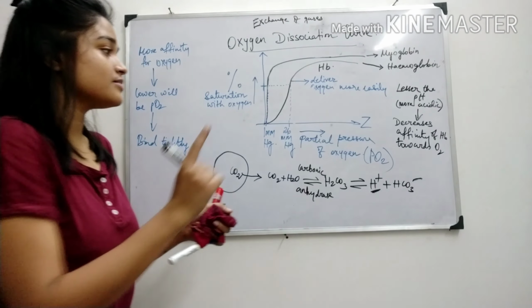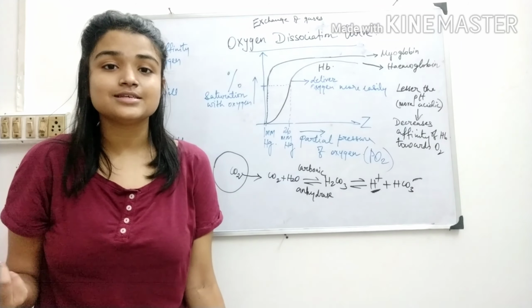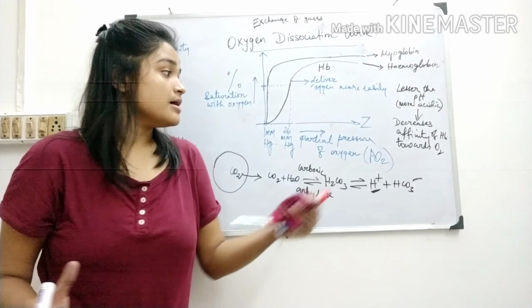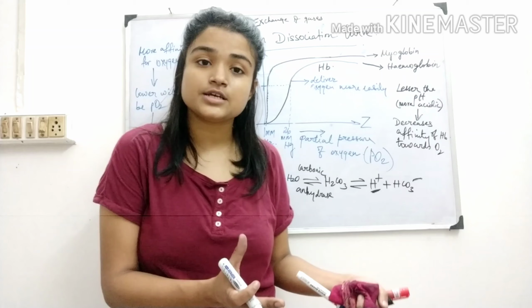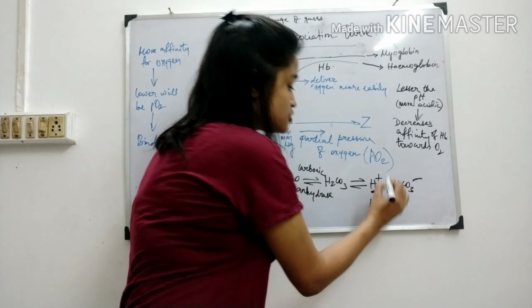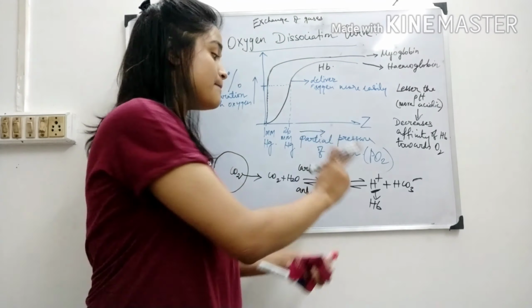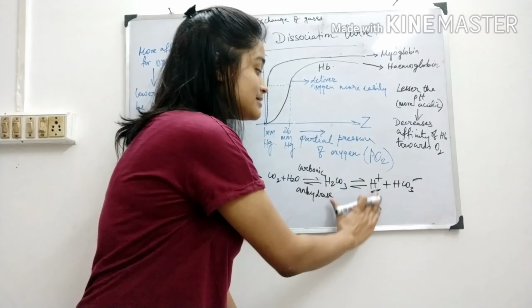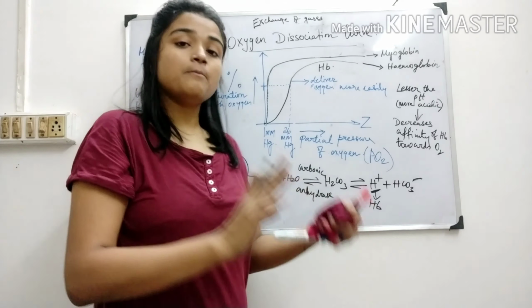So Bohr's effect is where, when H plus ions are increasing, when protons are increasing, pH is decreasing, making the environment more acidic, hemoglobin's affinity towards oxygen is decreasing. That means it is delivering oxygen to the tissues and it is combining with this H plus, maintaining the pH level. So this hemoglobin can act as a buffer. So it is maintaining the pH of the blood. Okay, so this is your Bohr's effect.